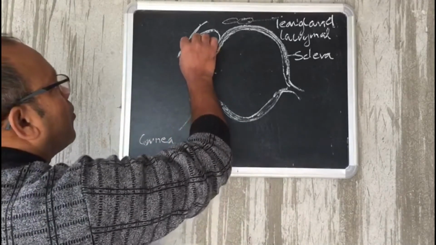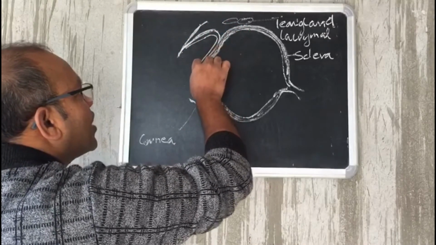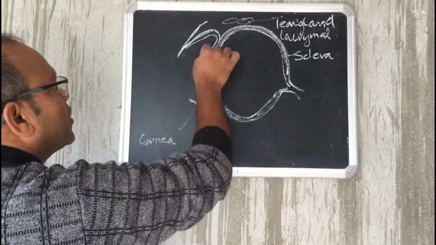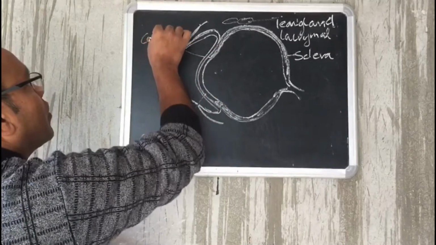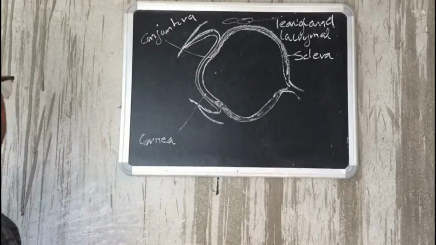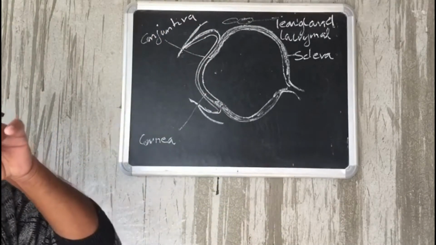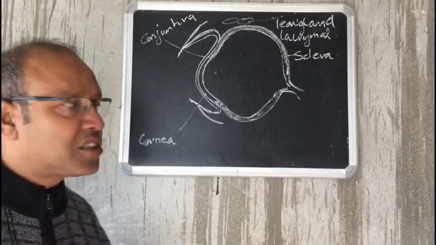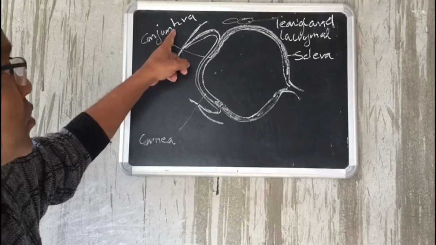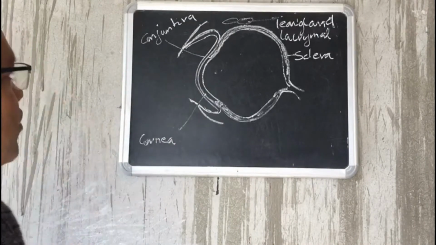Just below the eyelid, and the cornea and the sclera in front, we have another protective layer which is called the conjunctiva. This is another thin transparent layer which protects the eye. Normally when we suffer from red eye, it is this layer which is infected by bacteria. That is why it is called conjunctivitis.